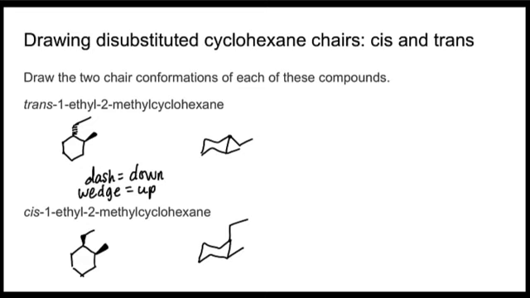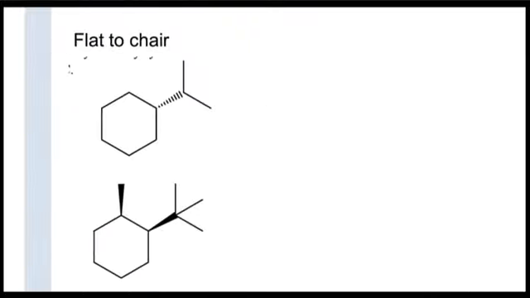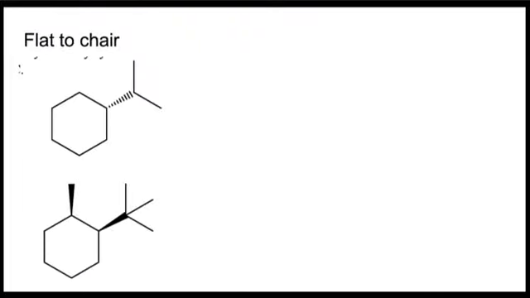Just remember, dash equals down, wedge equals up. And you have to know whether these up and down positions on each carbon are axial or equatorial. So it takes a little bit of practice. I would say, just get your hands on as many practice problems as possible for converting flat structures to chair structures. The first structure here has an isopropyl group pointed down, and so I would point the isopropyl group down.